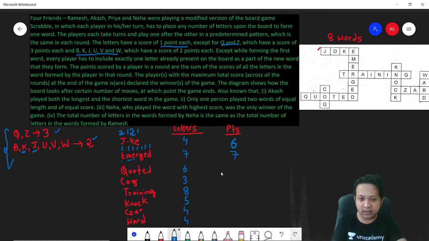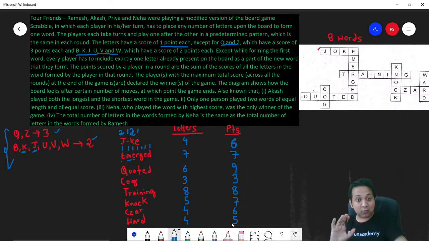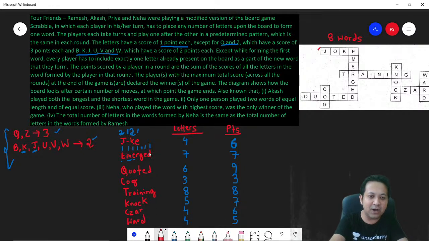So how much is quoted? Quoted is 9. Okay. Similarly, you can calculate. The next one is 3. Training is 8. Then 7, 6, 5. So I think you are able to write the points the way I showed you for the first two. Similarly, you can write down the remaining points, which I have written on the screen.